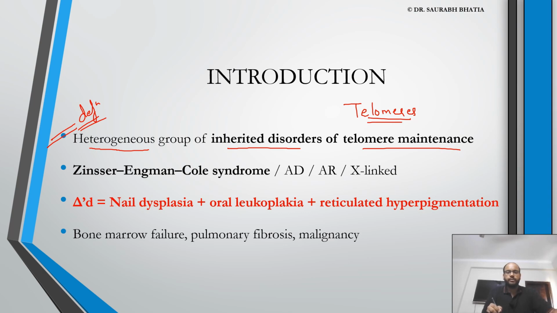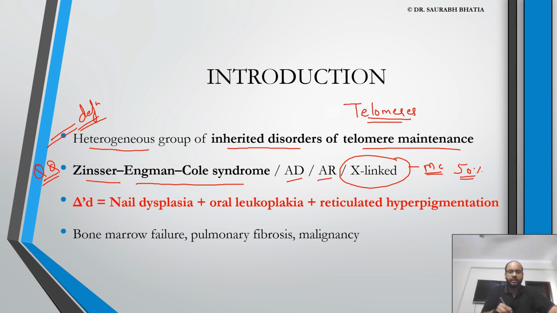We'll discuss what telomeres are, don't worry. Another name is Zinsser-Engelman-Cole syndrome, and this could be a good quiz question. The inheritance is autosomal dominant, autosomal recessive, and X-linked, of which X-linked is the most common form of inheritance. Roughly 50% of the cases are X-linked.